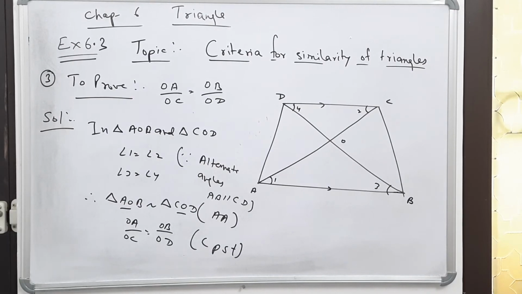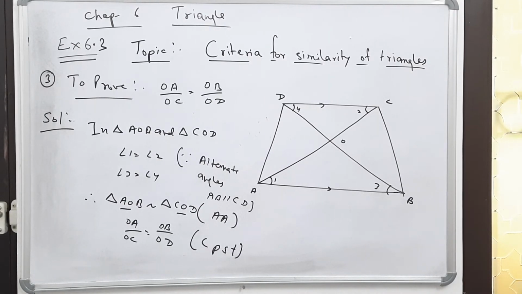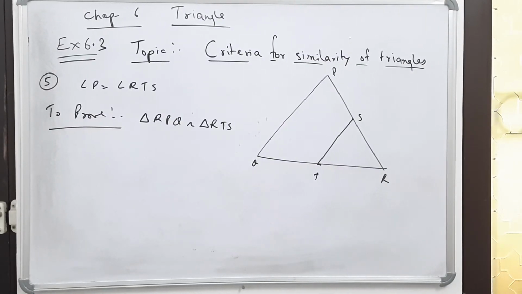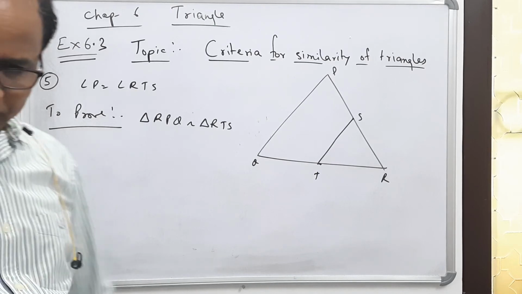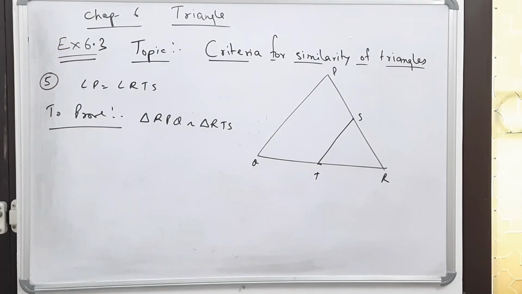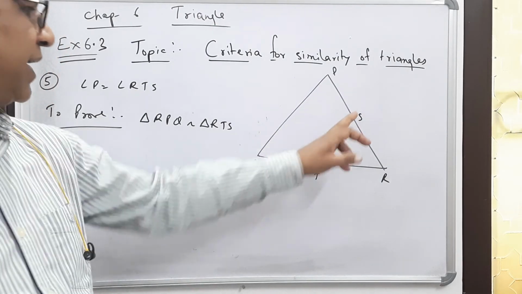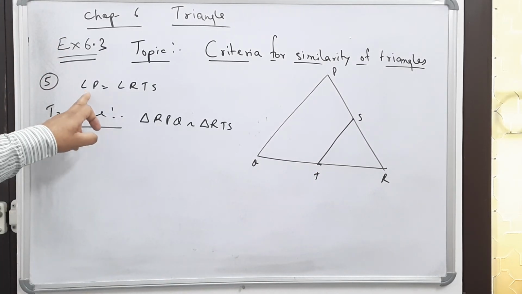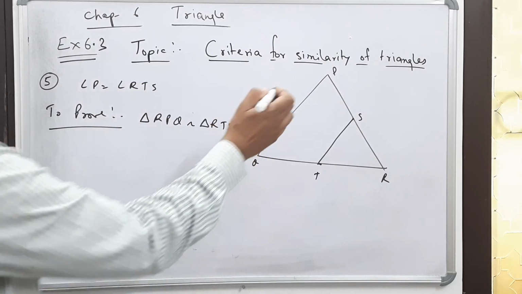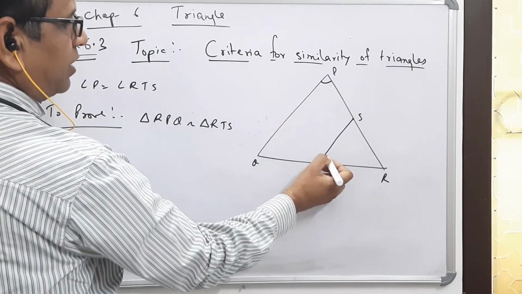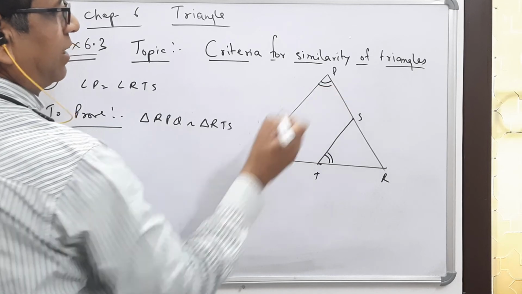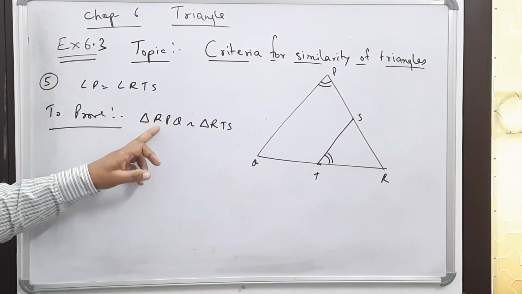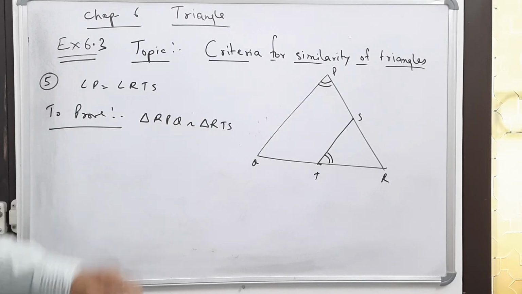I am taking one more sum, sum number 5. Please see now. Yes, dear students, you see sum number 5, it is written here. S and T are points on sides PR and QR, such that angle P is equal to angle RTS. P means this angle is equal to this angle. These two angles are equal. Show that triangle RPQ is similar to RTS.